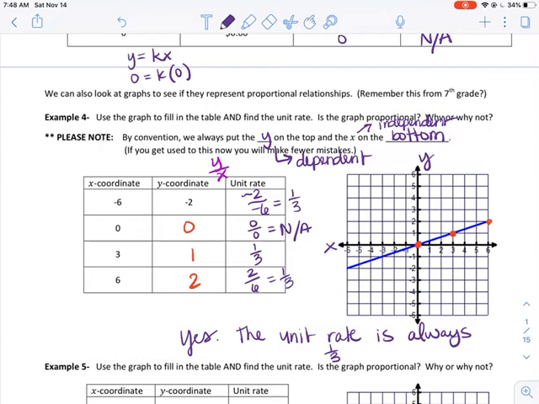And if you notice, this relationship is represented by a straight line. You can graph lots of things on graphs, but we're going to see a lot of straight lines in this unit.